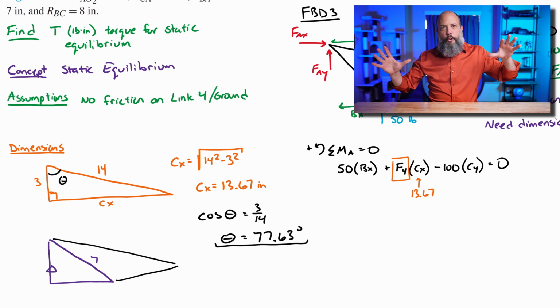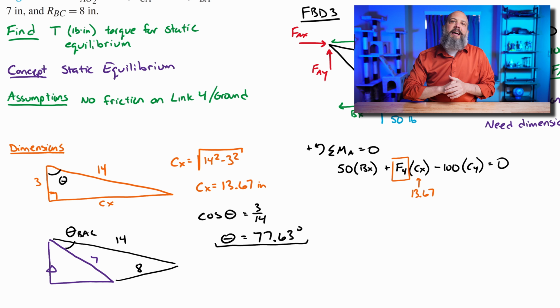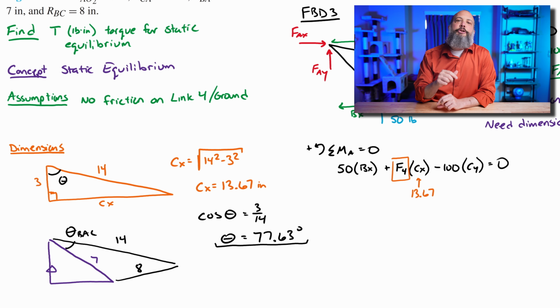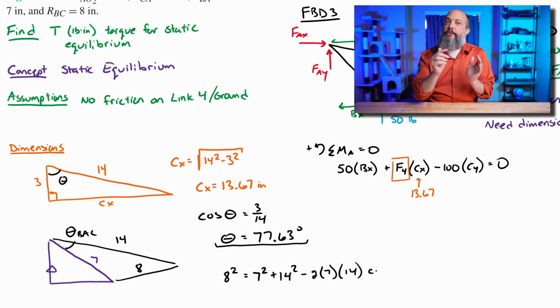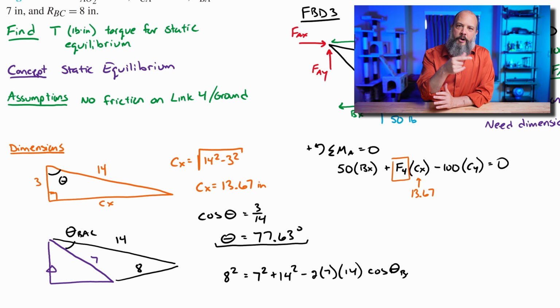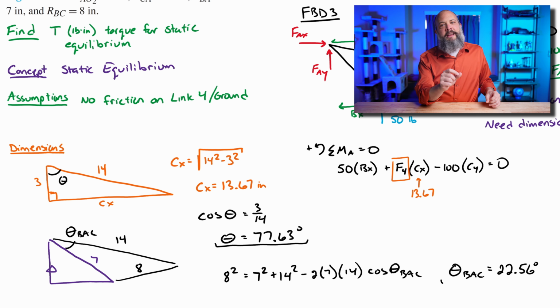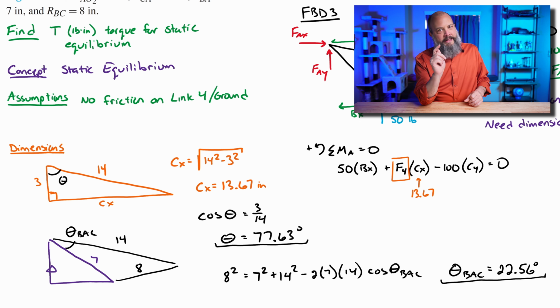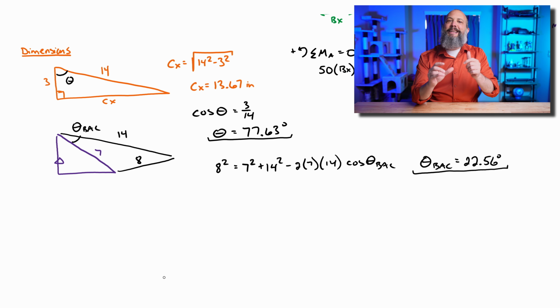And then if I look at the whole big triangular link with sides 7, 8, and 14, I can find theta BAC using the law of cosines. So 8 is the opposite side, so 8 squared is equal to, and 7 and 14 are the two adjacent sides, 7 squared plus 14 squared minus 2 times 7 times 14 times cosine BAC, right? This is the law of cosines. Theta BAC is 22.56 degrees.